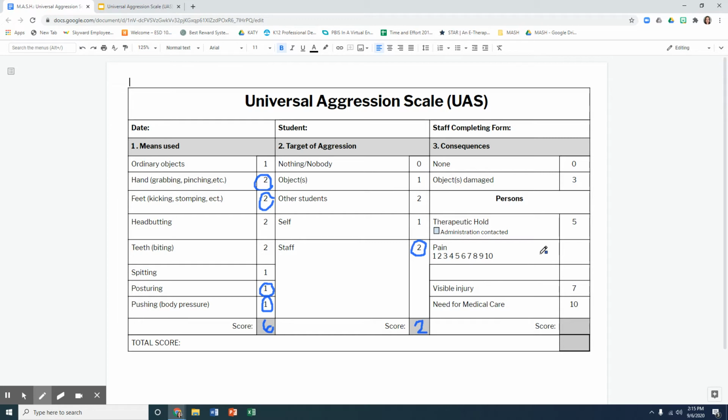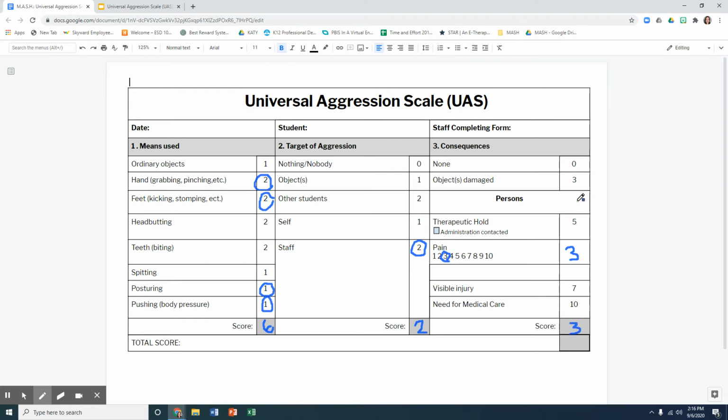If any of the staff or students who were involved in the aggressive incident or were targets of the aggression experienced any level of pain, we would ask them to rate their pain on a scale from 1 to 10, and that would become the score for pain. So in this one, the staff reported about a level 3 pain scale. All right, if there's visible injury like bruising or scratching, we would circle 7. Or if there was a need for medical care for either students or staff, we would circle 10. Adding this column up, we get a 3.